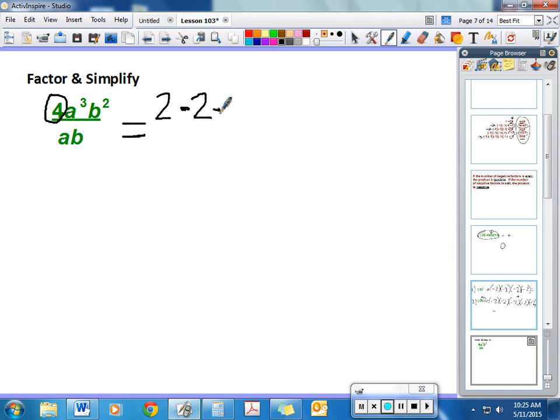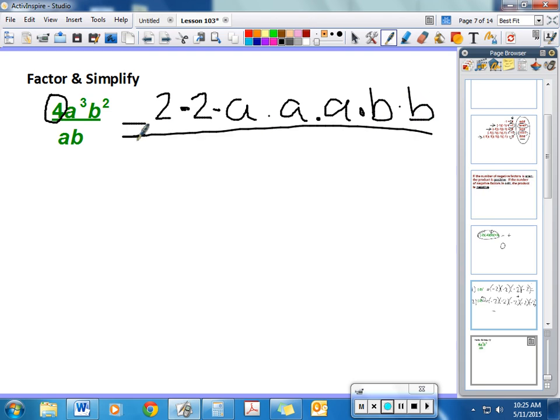You can expand out a to the third, which would be a times a times a, and b squared would be b times b. That's all over a times b. So we just factored them out, and now we need to simplify them. Well, we can cancel between the numerator and denominator just like we do with numbers. So this a will cancel out that a, and this b will cancel out that b.